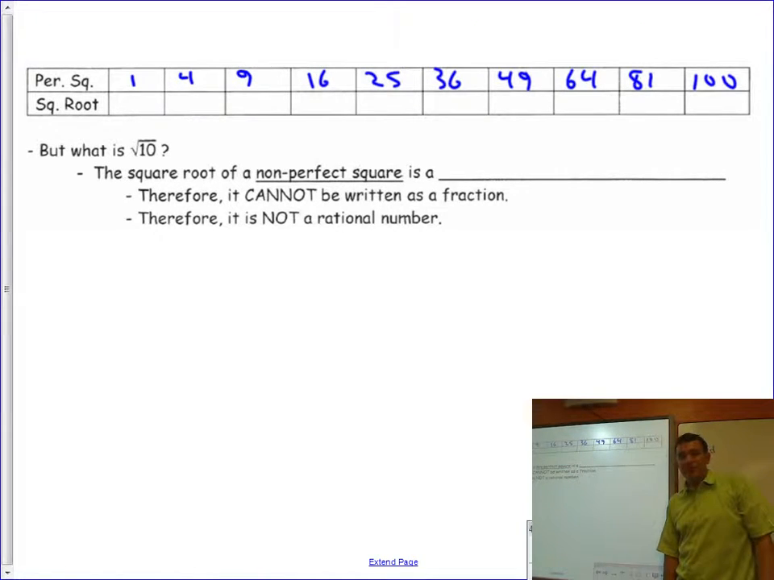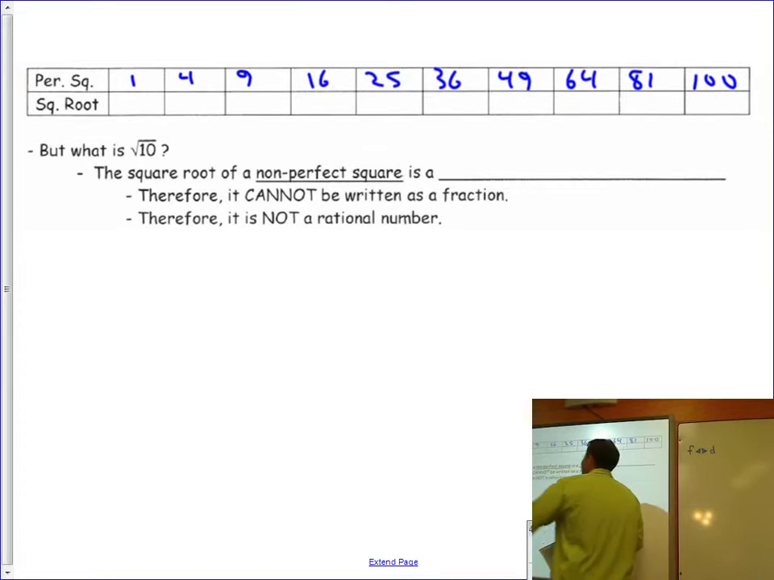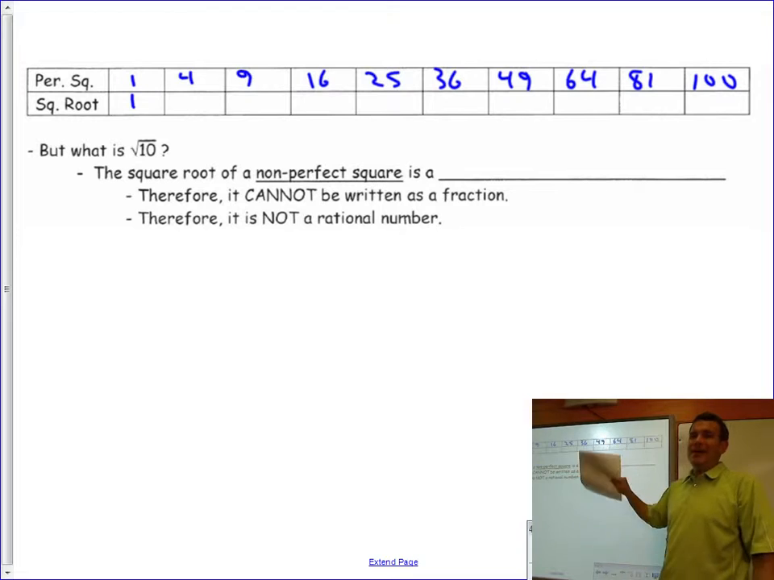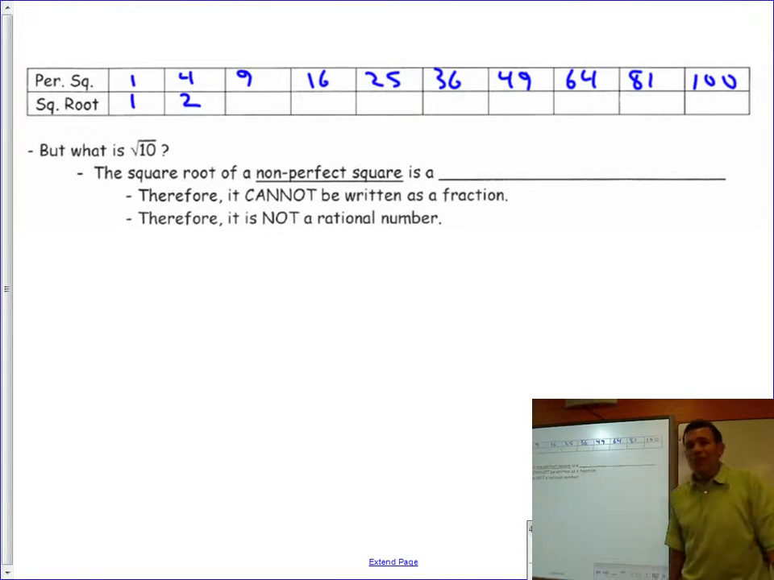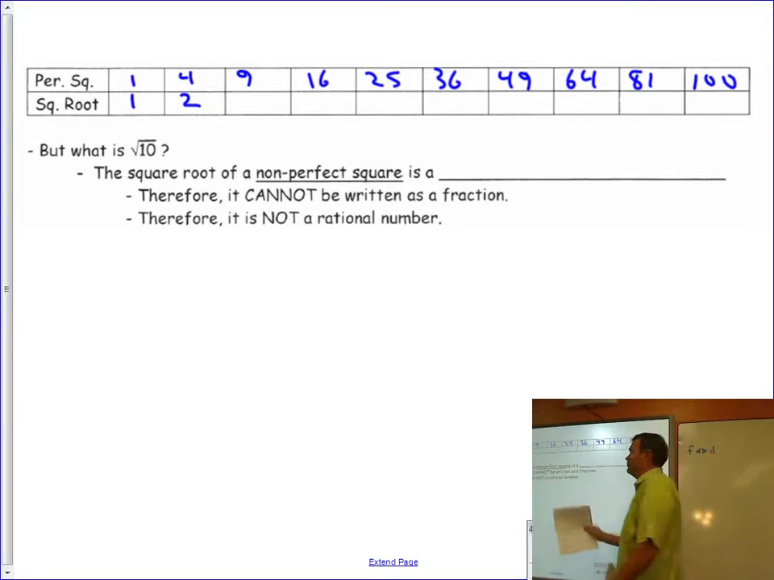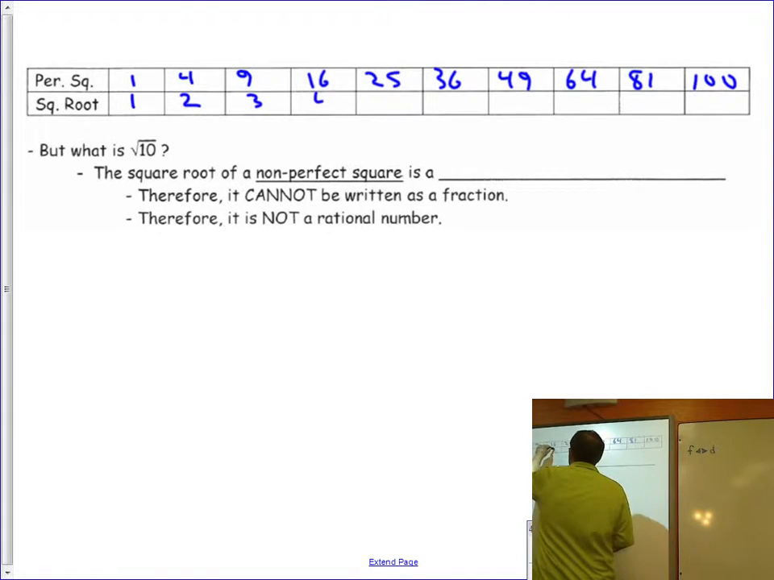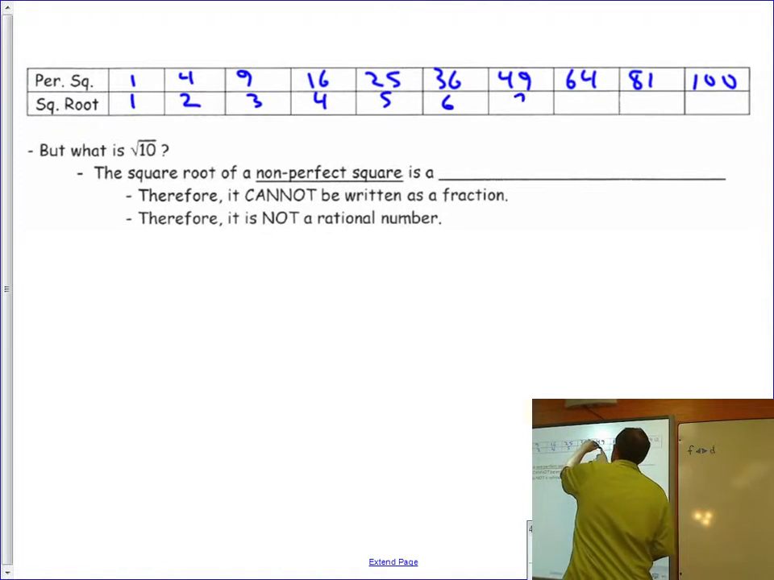Can you name their square roots? Can you name what number multiplied by itself equals them? That's pretty easy. The square root of 1 is 1. What number multiplied by itself equals 4? Well, 2 does. What number multiplied by itself equals 9? That'd be 3, and so on.